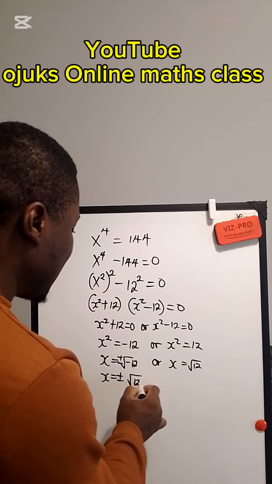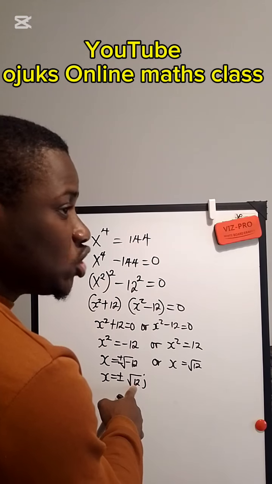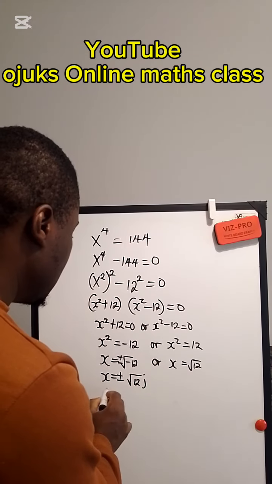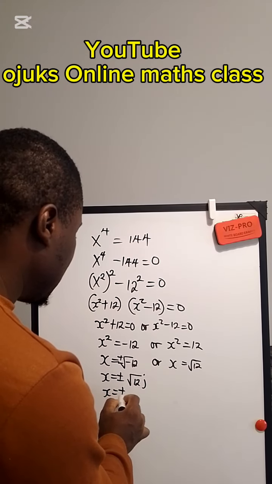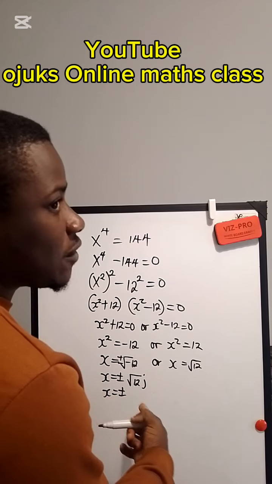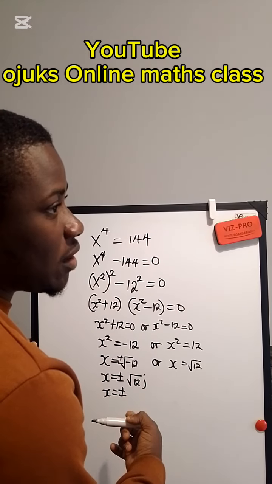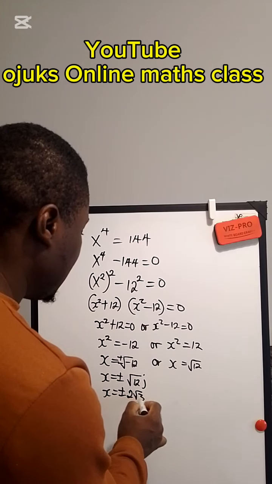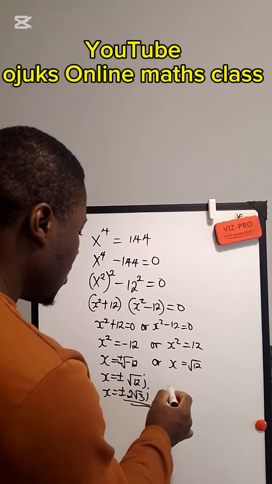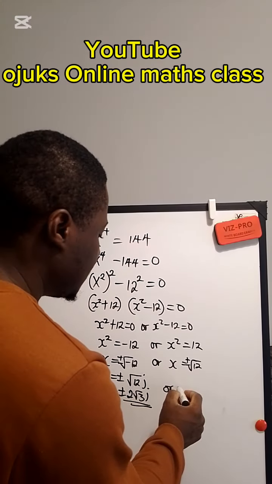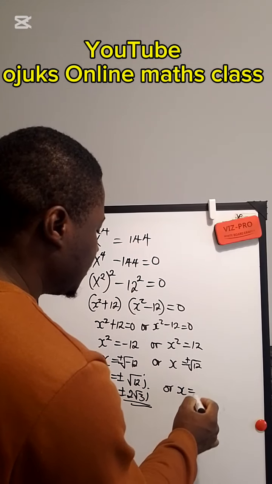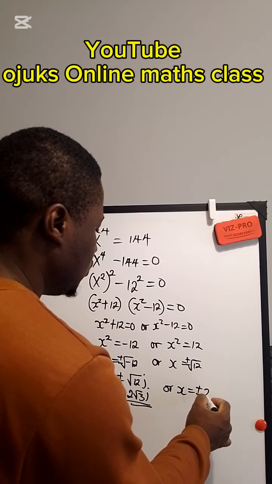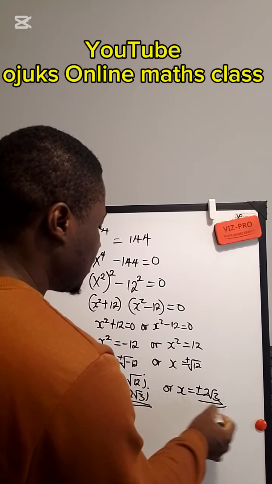That should be 12i. So splitting 12 in the simplest form of surd, we have that x is equal to plus or minus. Of course, 12 is 4 times 3. So the square root of 4 is 2. So that is 2 surd 3i. Or here, x becomes, that is x equals plus or minus 2 surd 3. And this becomes our result.